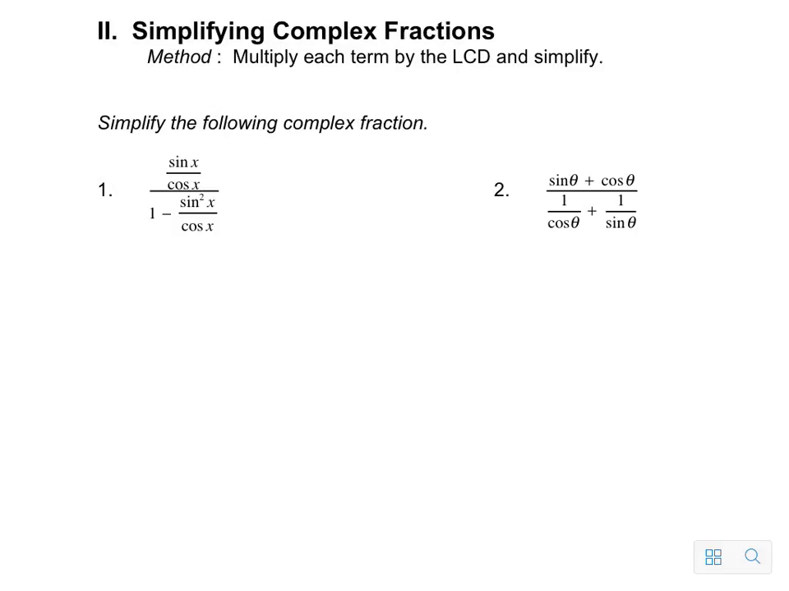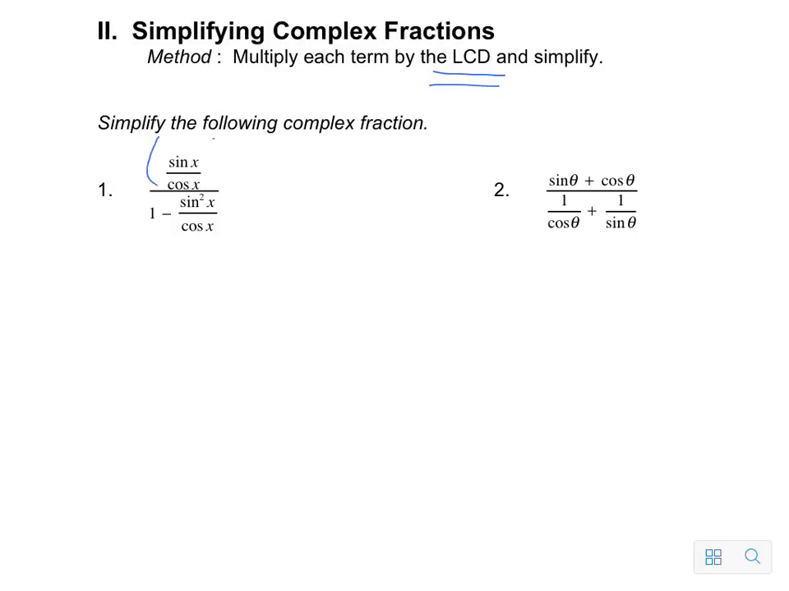All right, simplifying complex fractions. We know that to simplify a complex fraction, we use the LCD method. So now we're going to do complex fractions with sine and cosine. Well, let's take a look at number 1. Our denominators are cosine of x and cosine of x. So what do you think our LCD is? You're correct. It's going to be cosine of x.